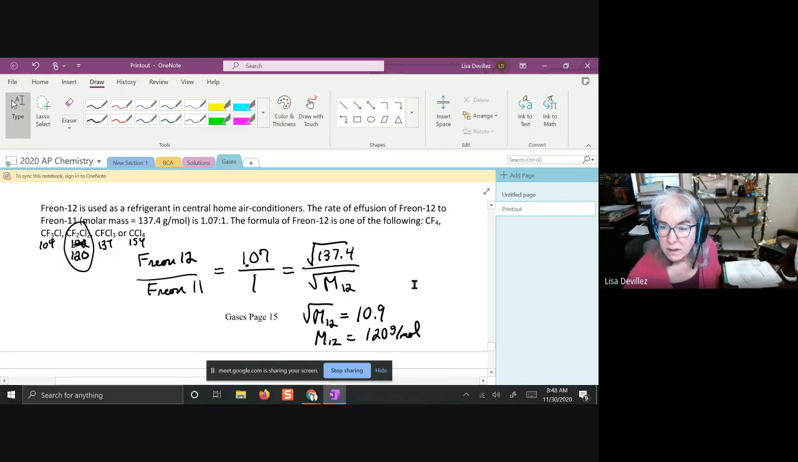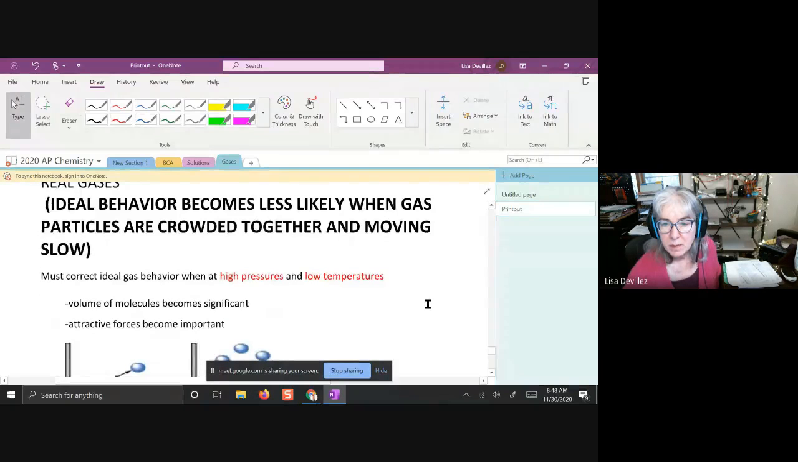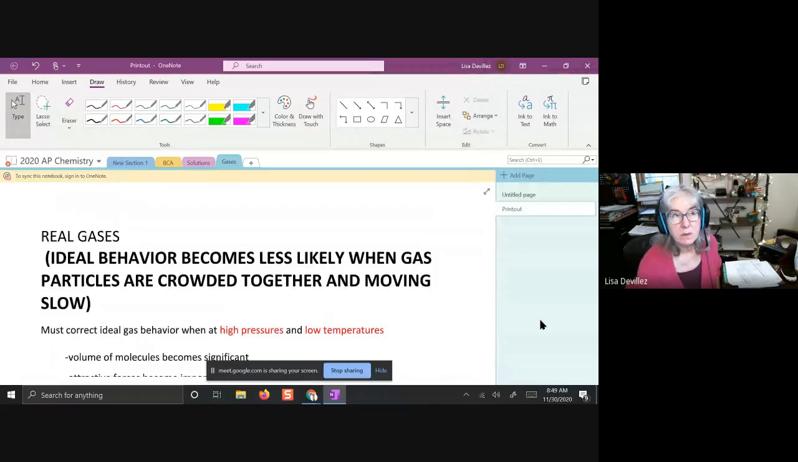Okay. So now let's go down a little bit. All right. And let's talk about real gases. Now, I'm going to show you an equation that is used for when the conditions are such that something about the kinetic molecular theory doesn't hold true. Basically, some of the factors that we were saying aren't significant become significant, and so we have to account for them through a more complex equation.